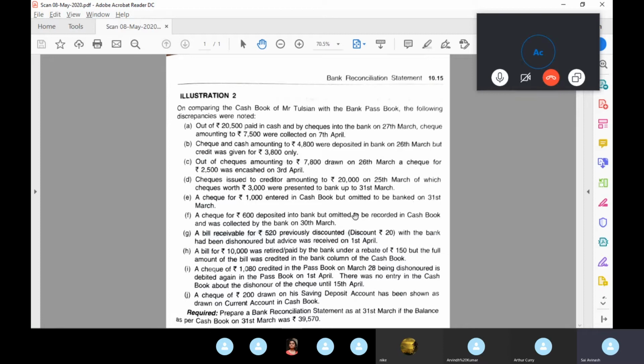So check. We would have thought that we have given it to the peon, which means we thought we have deposited the money and increased our bank balance in our books. But it was omitted to be banked. We have not deposited it yet. So that's the reason for the difference.